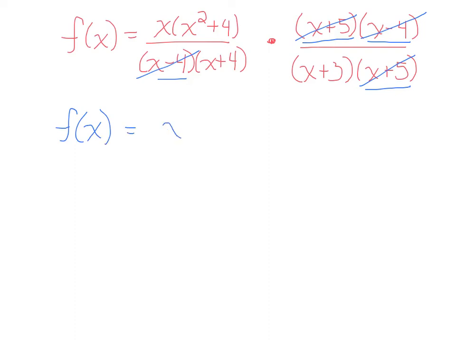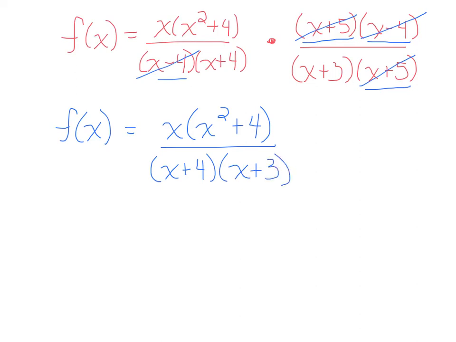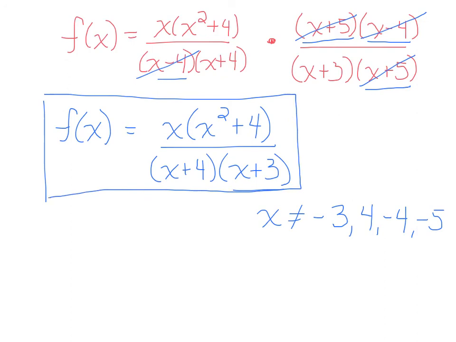In the numerator we have x times x squared plus 4. In the denominator we have x plus 4, x plus 3. And notice that now we have a new restriction in our denominator. We have that x cannot equal negative 3. So let's go ahead and bring in the rest of the restrictions that we had. Earlier we said that x cannot equal 4, negative 4, or negative 5. So we have our simplified expression and our restrictions.